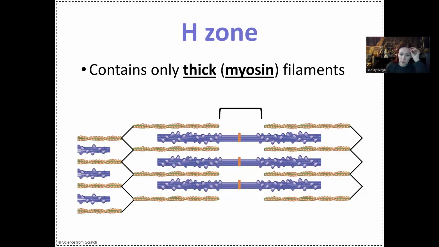So same thing with the other one for the I band. If there was any myosin present, it was no longer an I band. Same thing with this one. If there's any actin present, it's no longer the H zone. Okay, they have their own little respective areas. And again, this area is going to get smaller and smaller if contraction is happening.